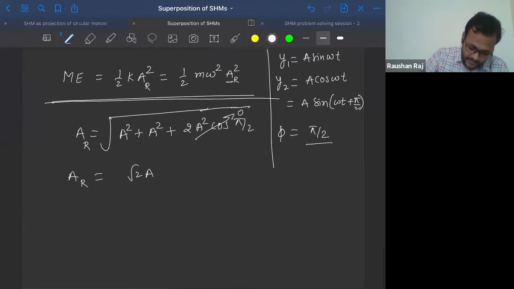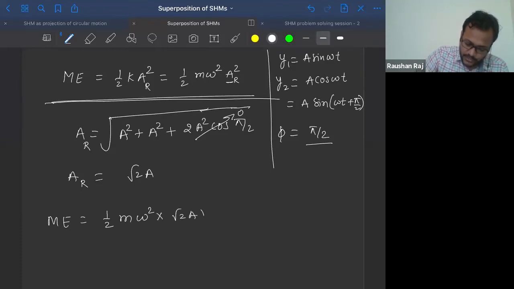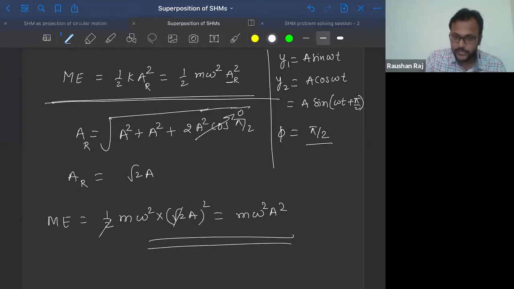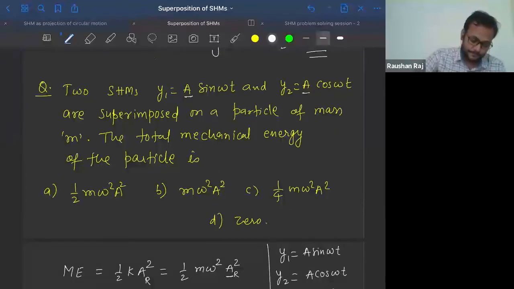Now put the values. So mechanical energy will be written as half into m into omega square into root 2 a whole square. Can I say root 2 square is 2? So 2 and 2 will get cancelled. So what is the answer? m omega square a square. So the answer is B.